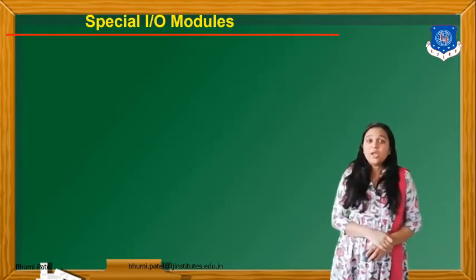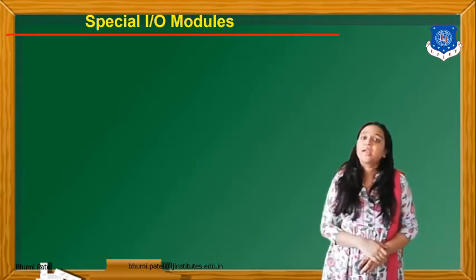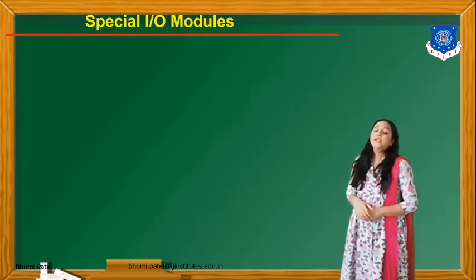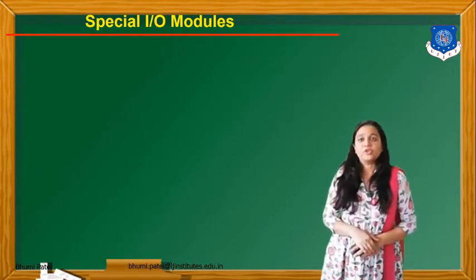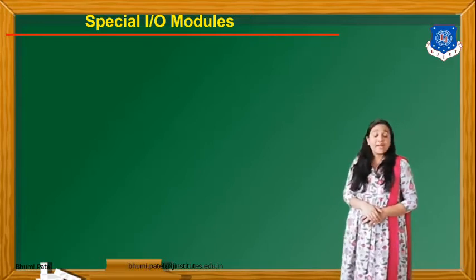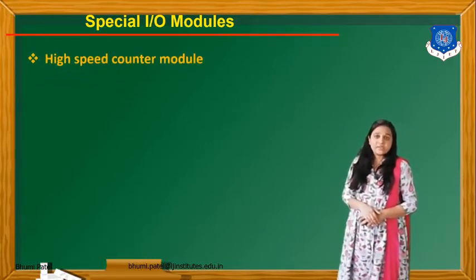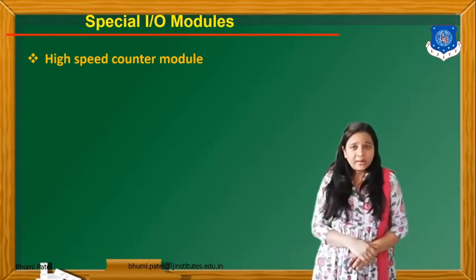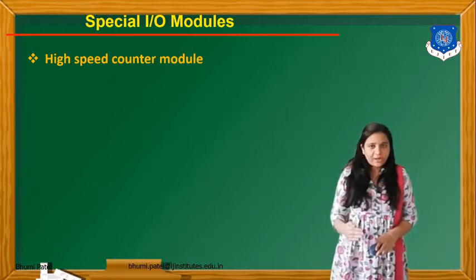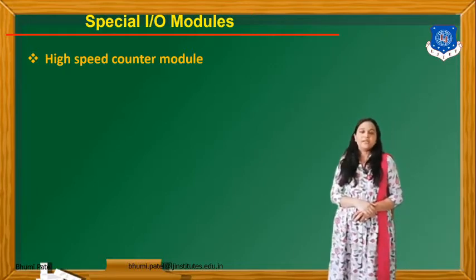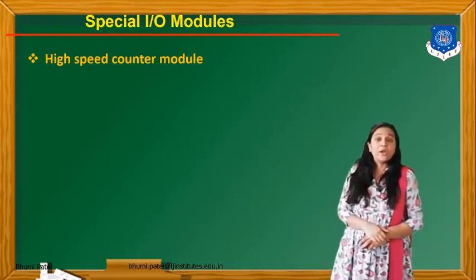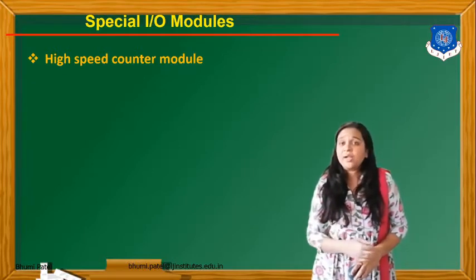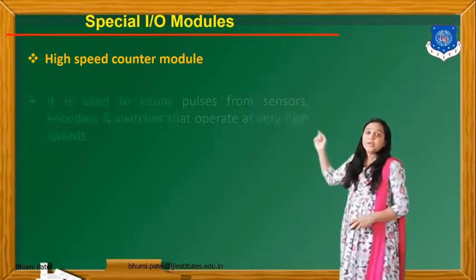That means for a particular or specific requirement, we can connect some special type of I/O modules to these analog I/O devices. So which types of special I/O modules are in this PLC? The first one is the high speed counter module. Generally, we can connect an up counter and a down counter in the PLC hardware connection. But for some special or specific requirements, it requires a high speed counter. So this is the high speed counter module.